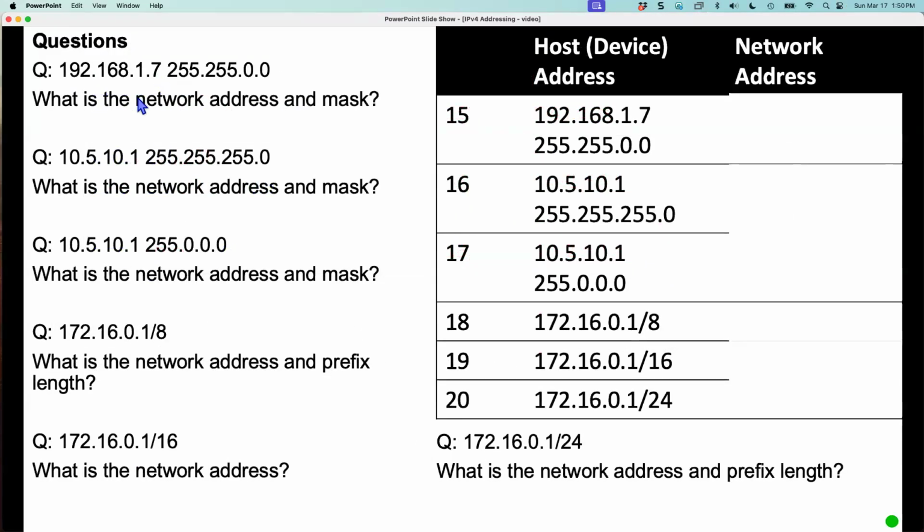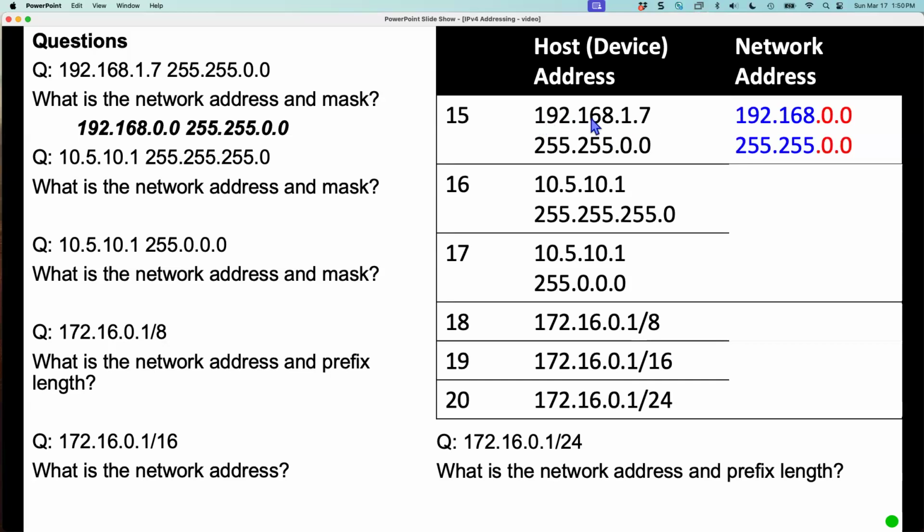All right, so some questions here. Let's take a look at each one of these and let's see if we can determine what the network address is. This first one, 192.168.1.7 with this mask, put that line right there. Okay, 192.168 network portion, 1.7 would be the host. How about this one here? Look at the subnet mask. Okay, first 3 numbers in our subnet mask are 255. So the 10.5.10 is part of the network. 0, all 0 bits in the host portion would be the network address.